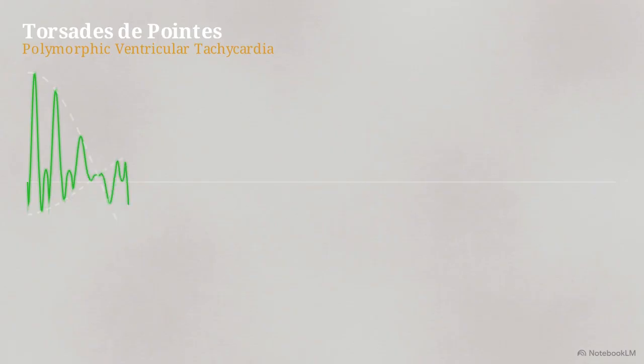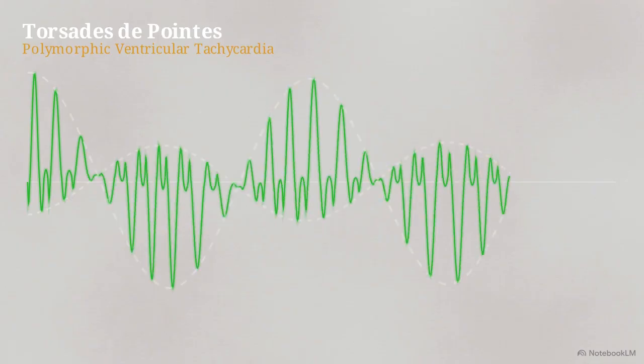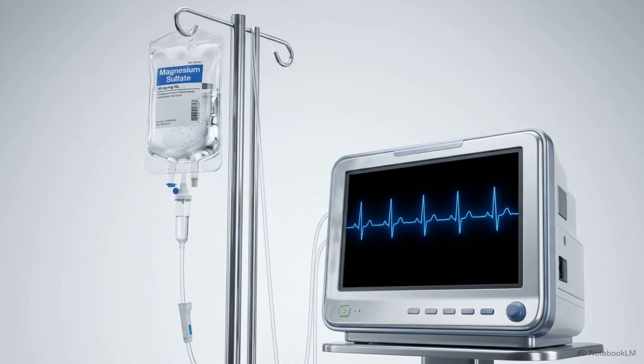Torsades de pointes is a specific polymorphic VT characterized by a QRS axis that appears to twist around the baseline. Often triggered by a prolonged QT interval, this rhythm is treated with intravenous magnesium sulfate to stabilize the cardiac membrane.